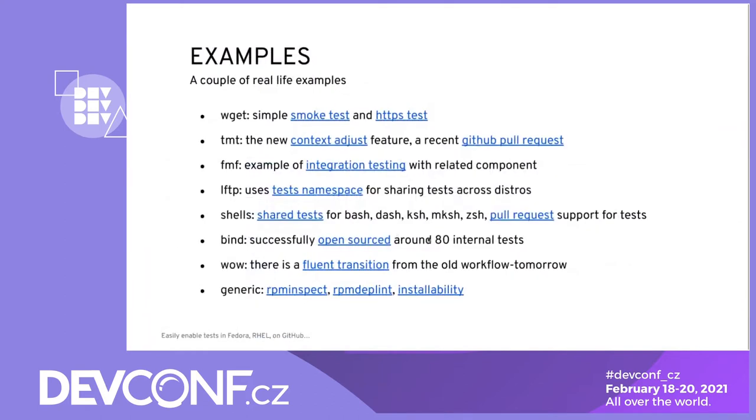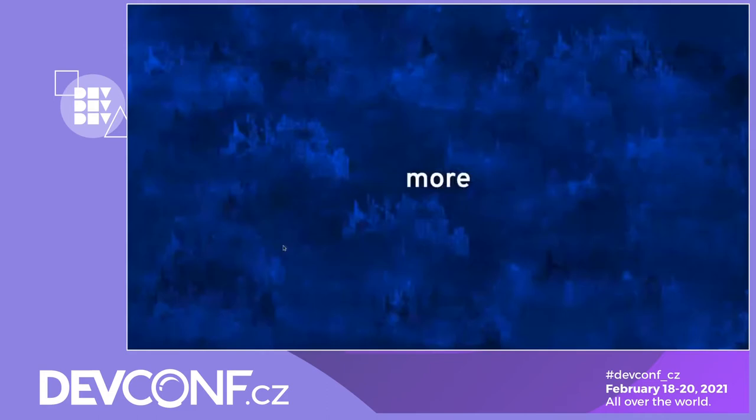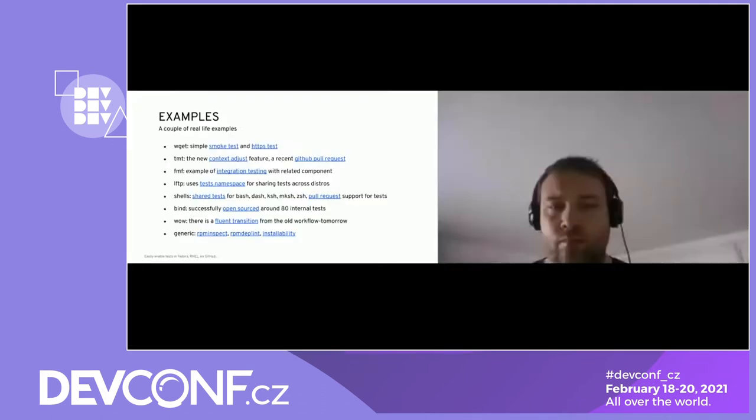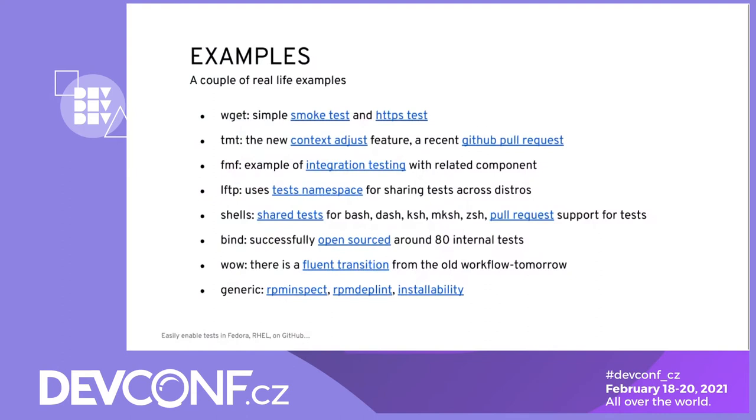Bind is an example of open source: a bunch of tests, previously internal, are now open, and we want to go in this direction more. So that's an example of success here. And we also support full end transition. So users are still able to schedule tests migrated to Git using workflow tomorrow.